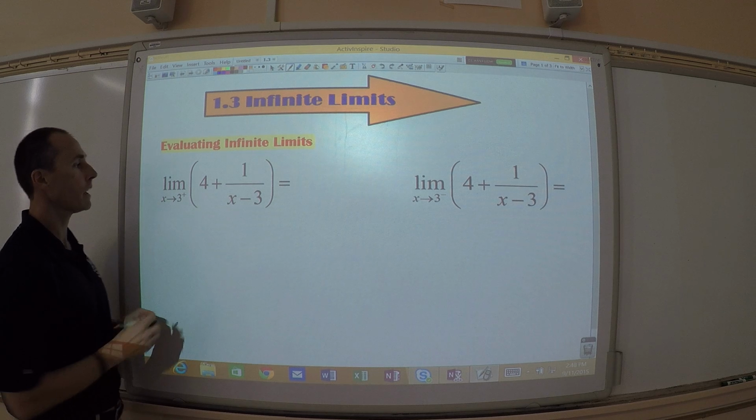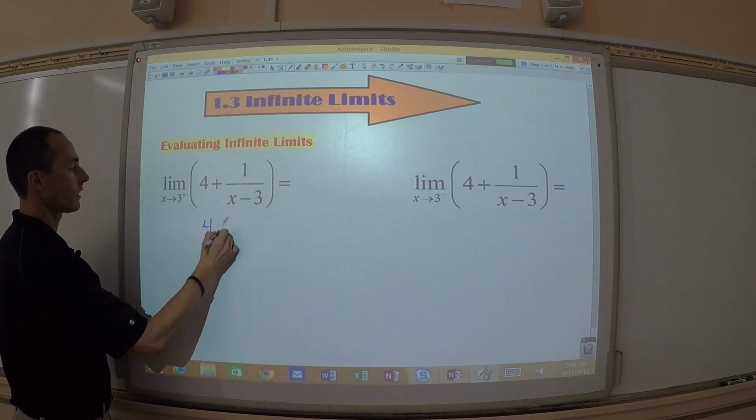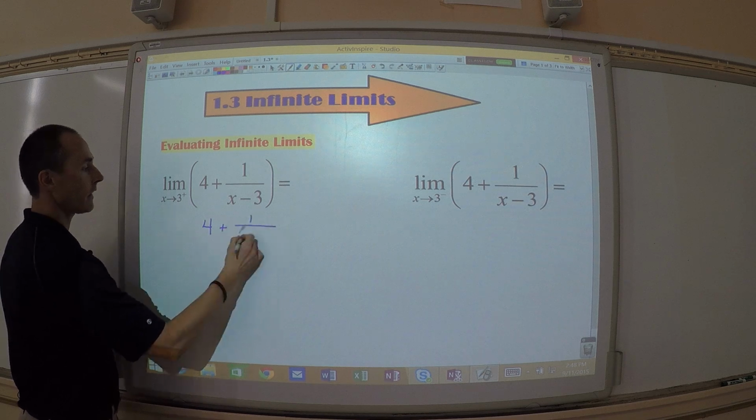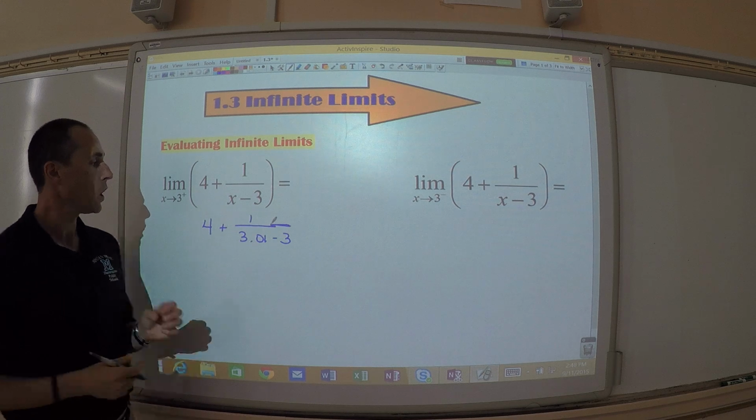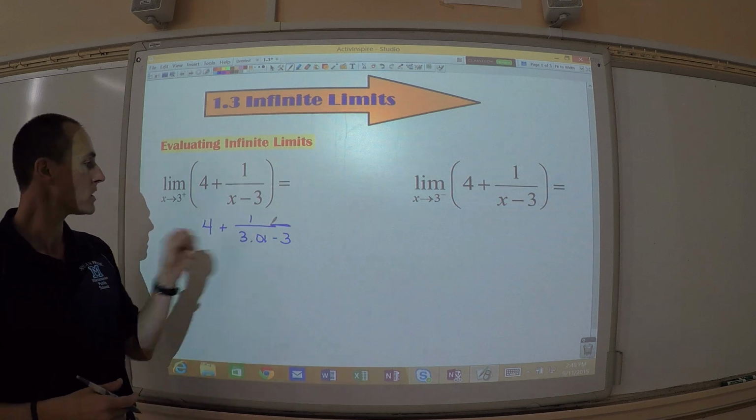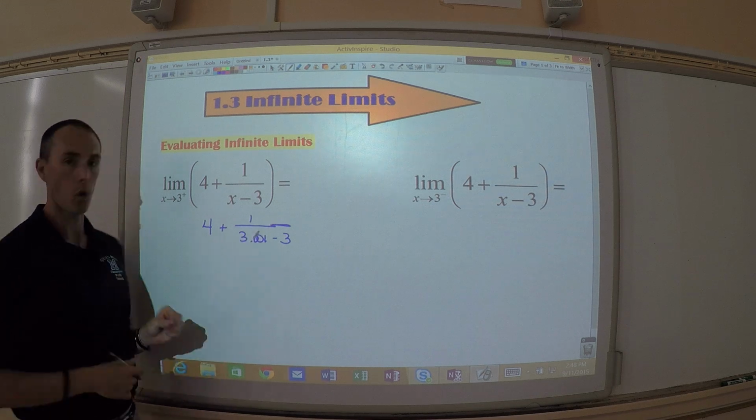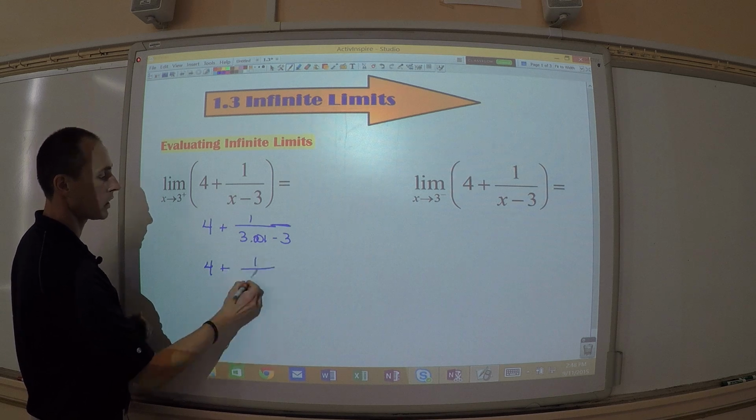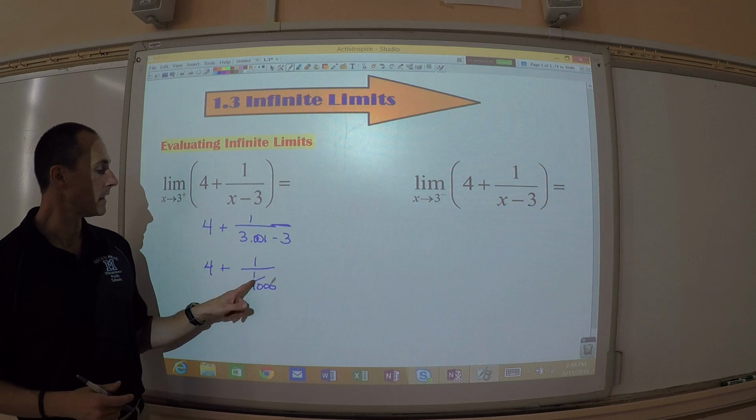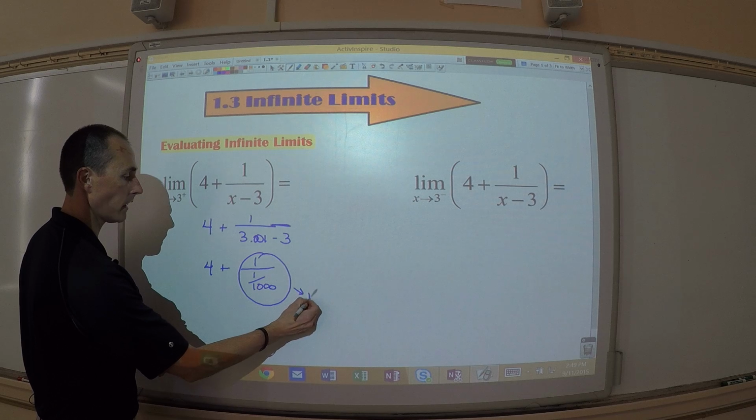Now, if we were to plug in a number slightly bigger than 3, let's say 3.01, think of this. The number you get on the bottom of this fraction would be a very small number. Now imagine if we get even closer to 3. Let's say it was 3.001. Well, you'd have something like this, 4 plus 1 over 1/1000th. What that means is this number technically is getting bigger. This is like 1,000 right there.